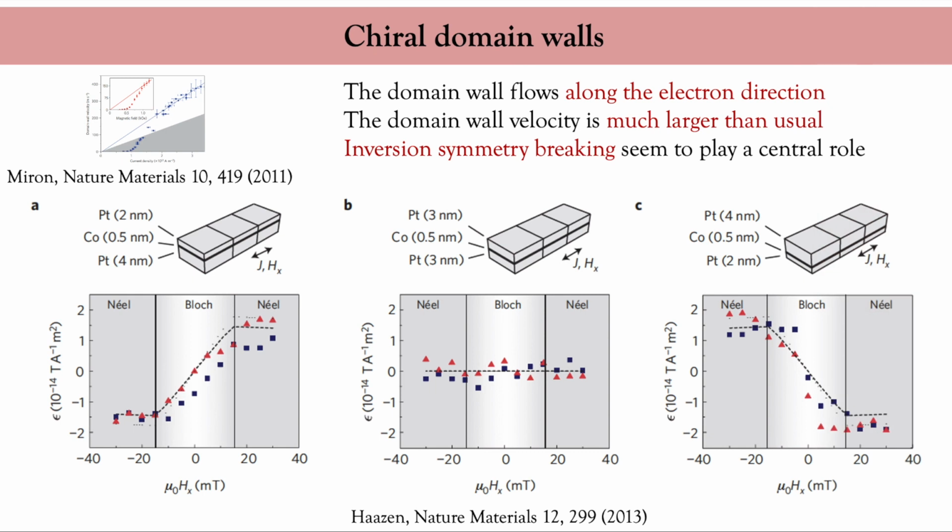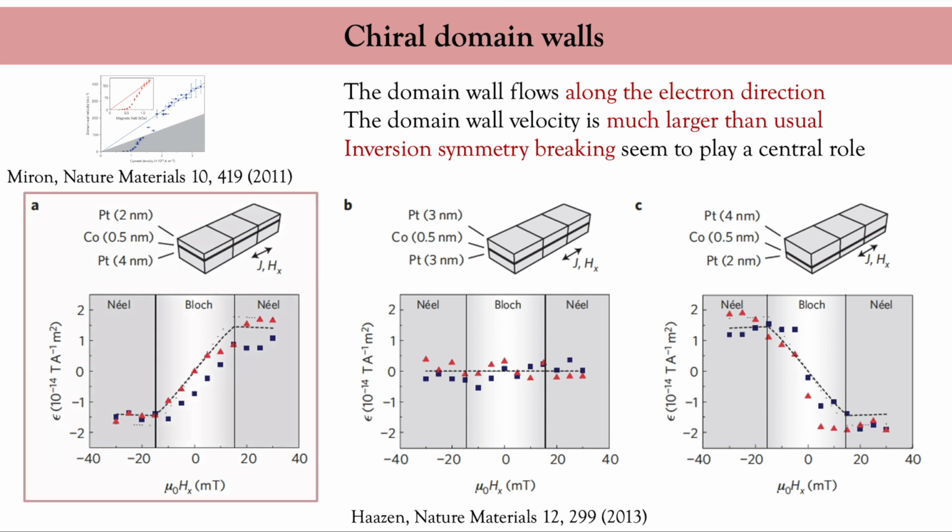Let's consider the second puzzle first, the giant mobility in perpendicular magnetized wires. What the earlier experiments established is that the domain walls move with the electron flow, not against it. The domain wall velocity is much larger than usual in these experiments, and most importantly, inversion symmetry breaking plays a central role. To make progress on this matter, the group of Bert Koopmans studied a trilayer composed of platinum, cobalt, platinum. Here, the authors considered a trilayer in which the top platinum is 2 nanometer thick, while the bottom platinum is 4 nanometer thick, so it is not symmetric.